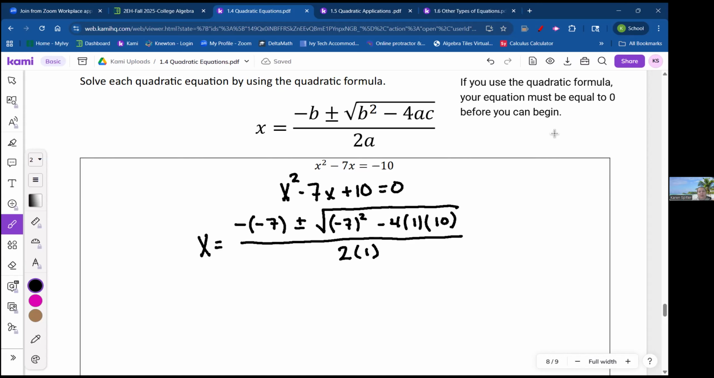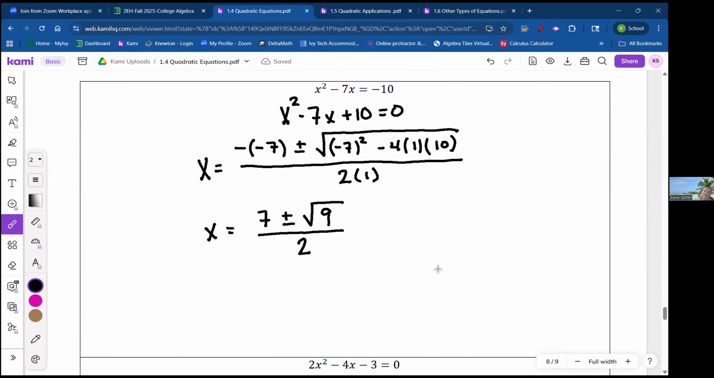All right, so minus negative 7 is a plus 7, so you've got 7 plus or minus the square root of 7 squared minus 4 times 1 times 10. You can just do that in the calculator. 7 squared minus 4 times 1 times 10 is 9. 2 times 1 is 2. And the last I absolutely checked, the square root of 9 is 3. So you have 7 plus or minus 3 divided by 2.